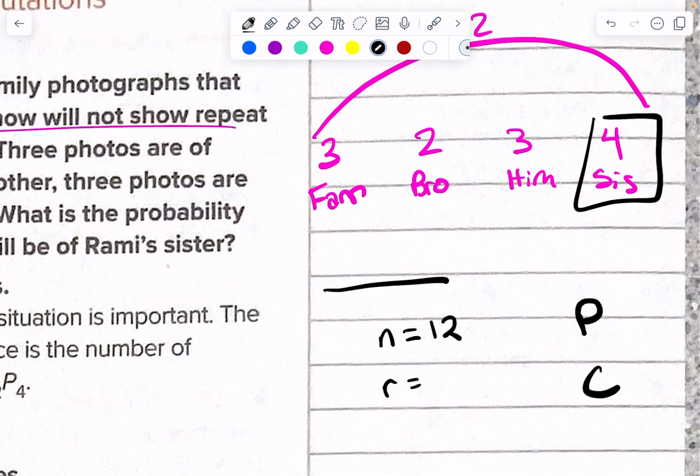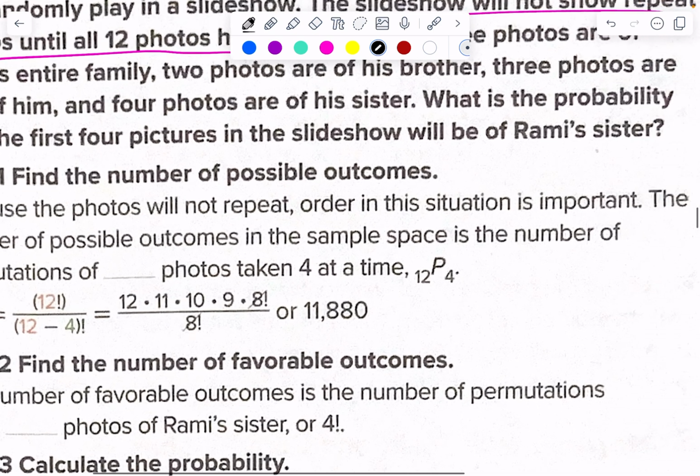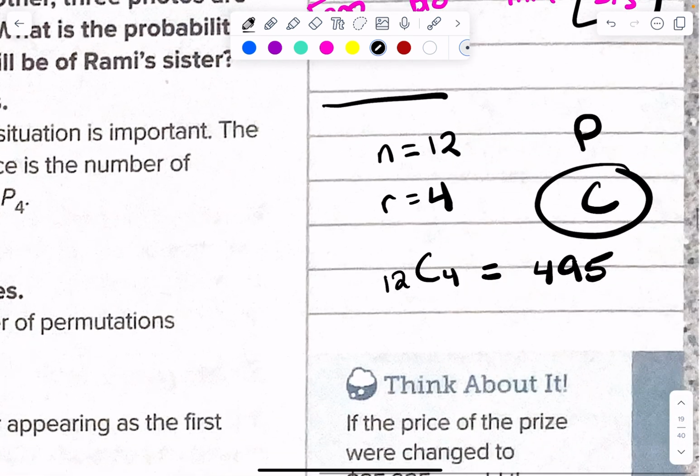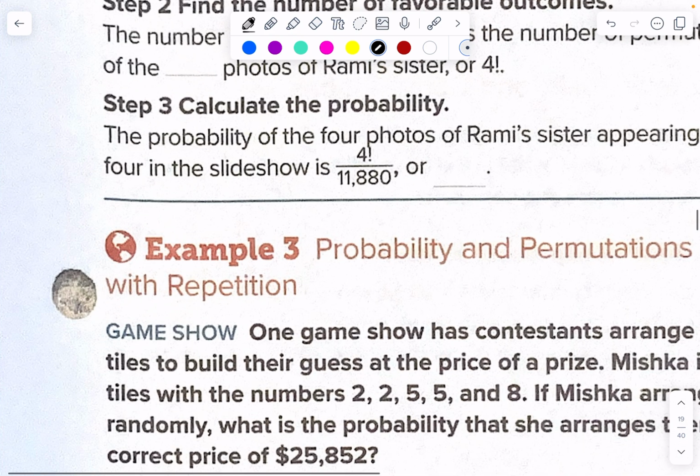R is how many? 4. And did we say it mattered the order that they went in, or it didn't matter? No. So which one do you do, P or C? C. So in this case, we're going to do 12C4. It does not matter the order that they're going in. 495. Okay, and it says, what is the probability that the first 4 pictures are hers? 1 out of 495, yeah. Okay. All right, good.